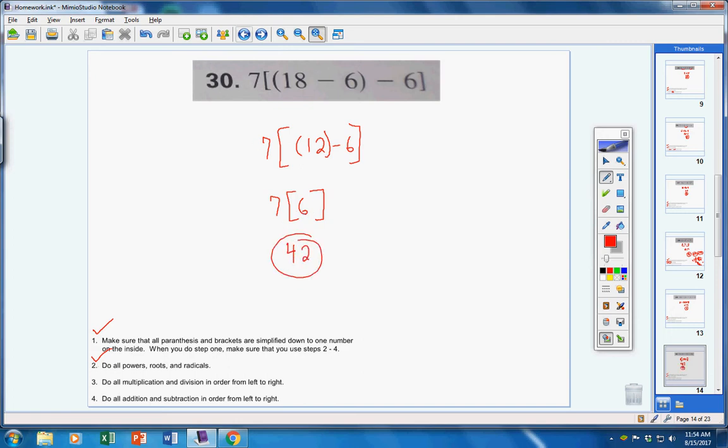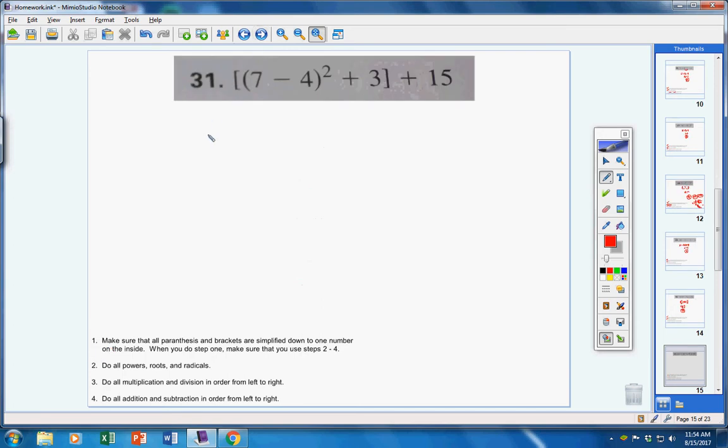Alright, moving on. 31. Okay, now I've got a bracket here and a parentheses here. We got some work to do, don't we? Let's first of all get this parentheses down to one number, okay? So I have 3 to the second power plus 3, okay? Does everybody see what I did? I took this parentheses and I got it down to one number.